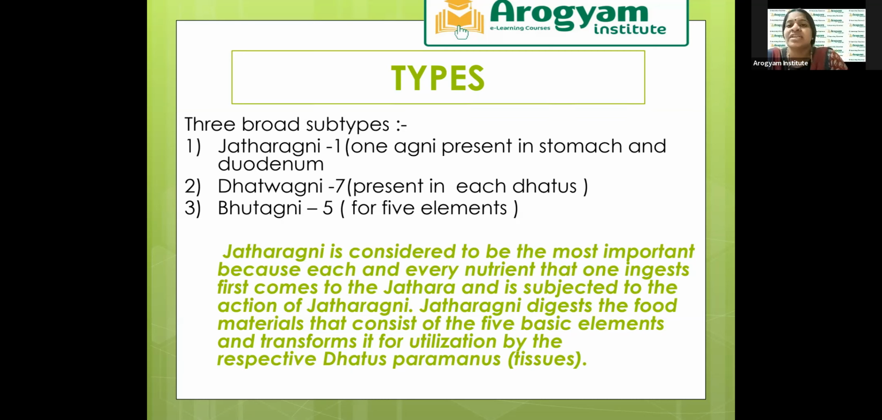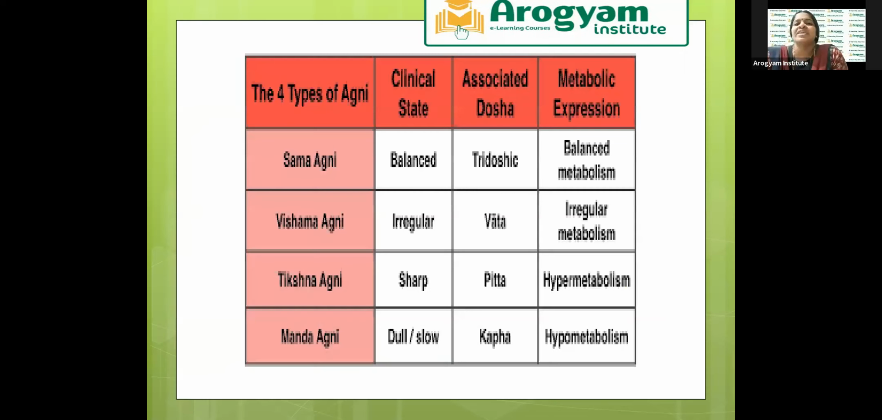first comes to Jathara. That means Jathara का मतलब है stomach. So it comes to stomach and is subjected to the action of Jatharagni. Then Jatharagni digests the food materials that consist of 5 basic elements and transforms them for utilization by respective dhatus या paramanus. Right? So this is about different types of Agni. Right? So ये 13 Agni हम सब के शरीर में है.